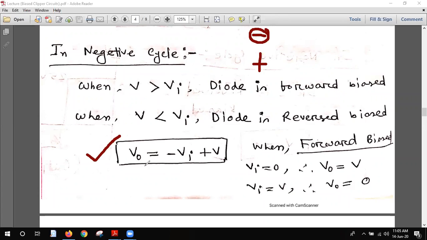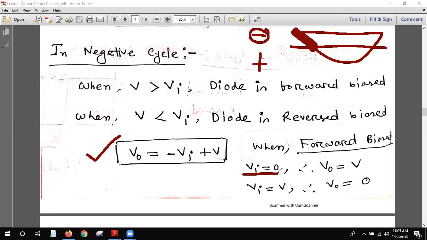So when forward biased, that means in this portion, let me draw one more time. This is the V portion. At the starting point VI is 0, and at the terminal point VI equals V. To check this region, we have to put in these two border values. When VI is 0, the output is V.